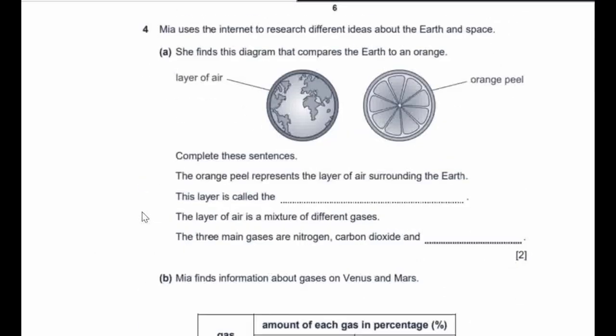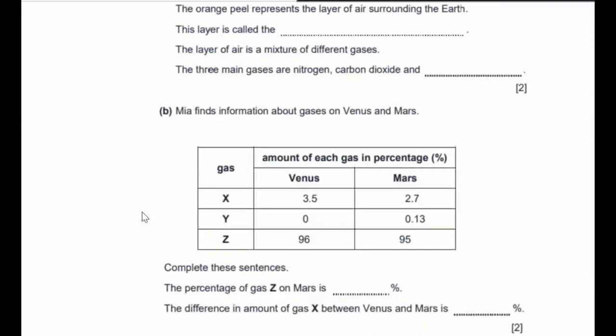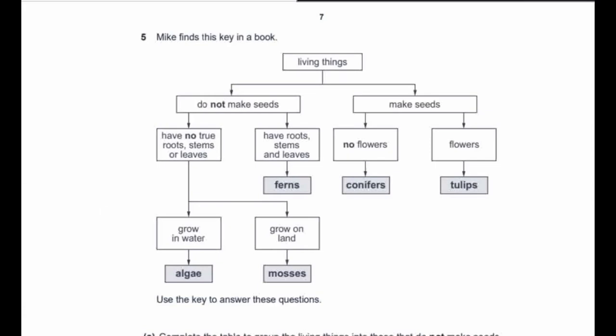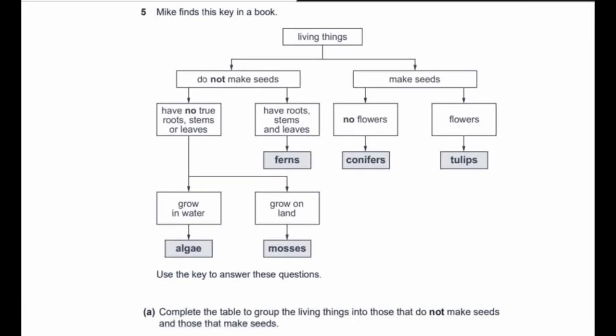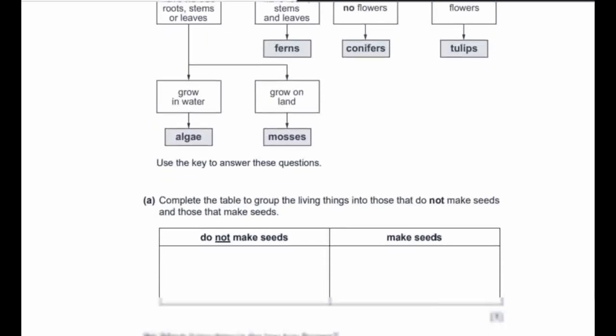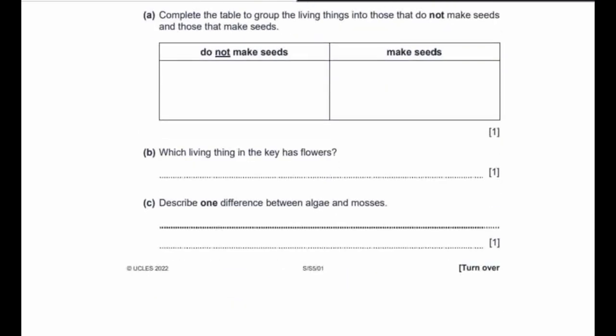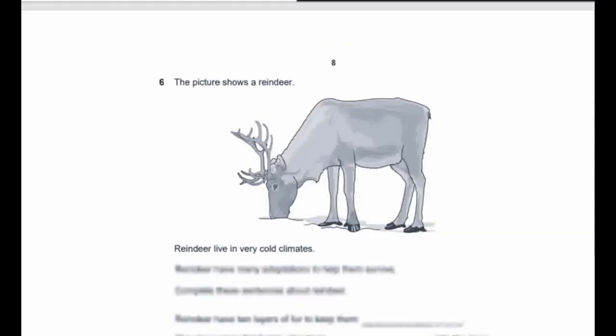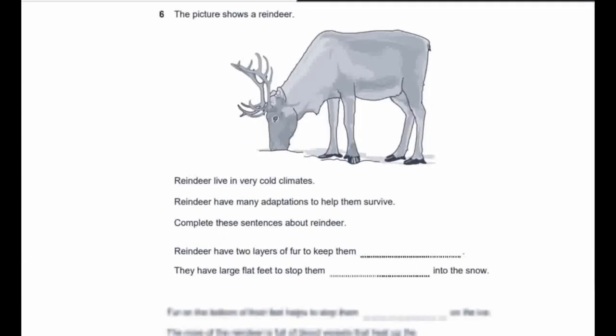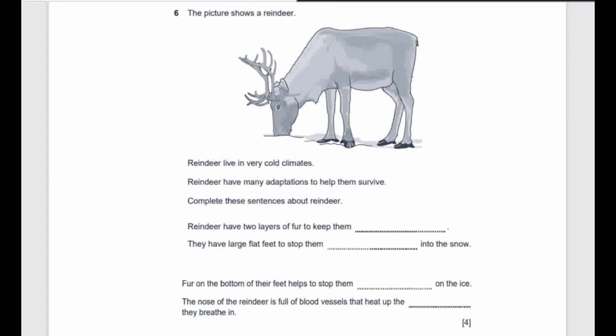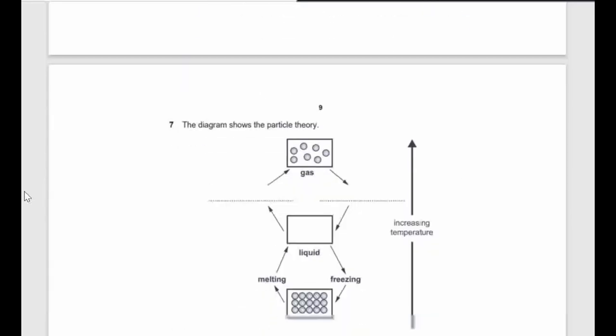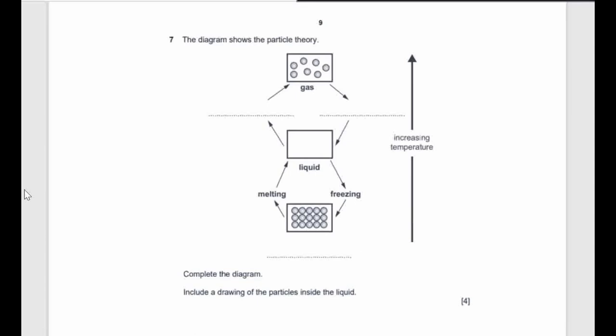Next, we move to question 4A and 4B, and question 5, with 5A, B and C. Next is page 8, question 6, and this is the zoom out of the whole question 6. Next, this is question 7, page 9.